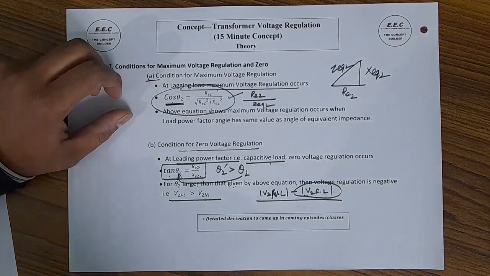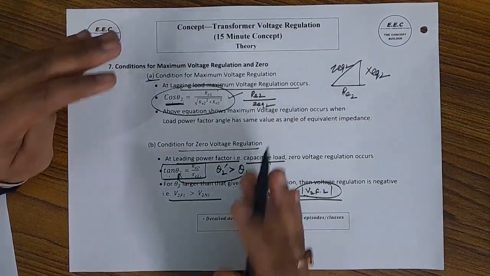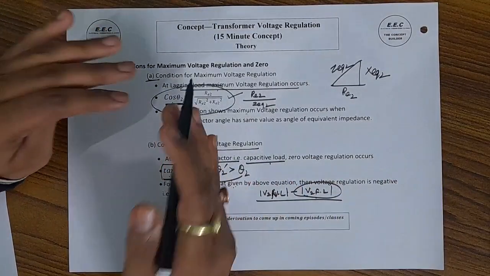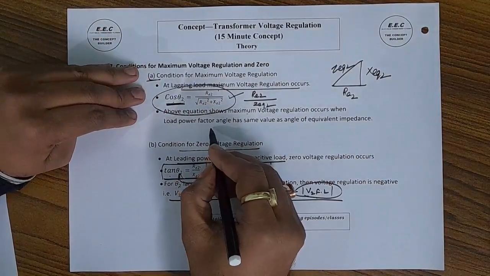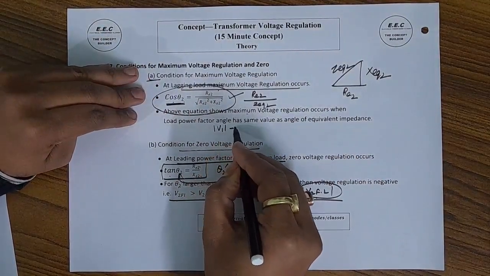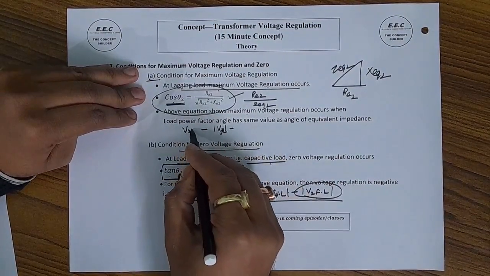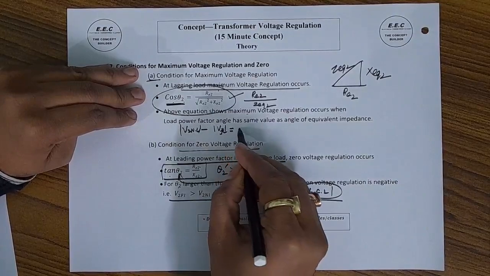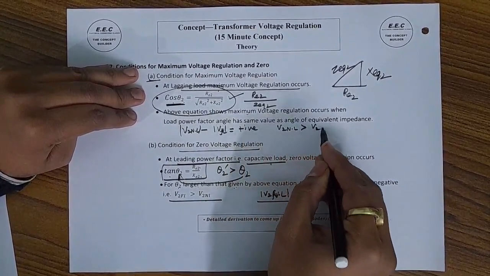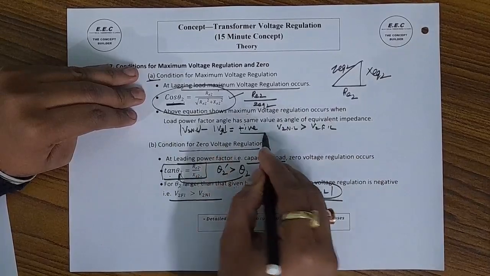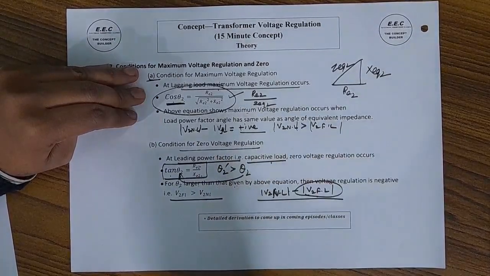So the condition for zero or negative voltage regulation is that the load connected to the secondary side should be capacitive or leading power factor load. For maximum voltage regulation, the load has to be lagging power factor load, and we are going to get a positive voltage regulation, V2 no load minus V2 full load. If this becomes a positive value, that is, V2 no load is greater than V2 full load, then we are talking about the lagging power factor load in this condition.